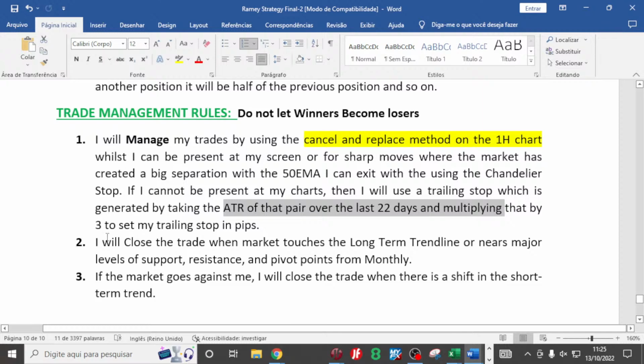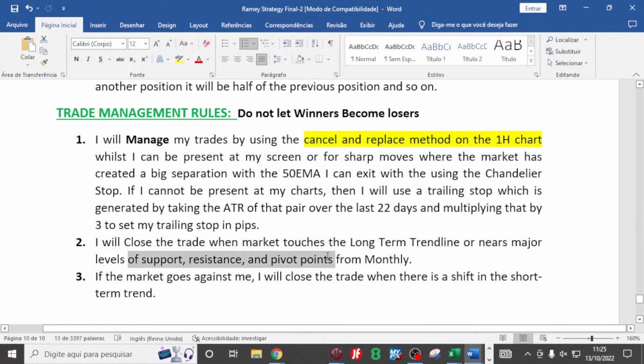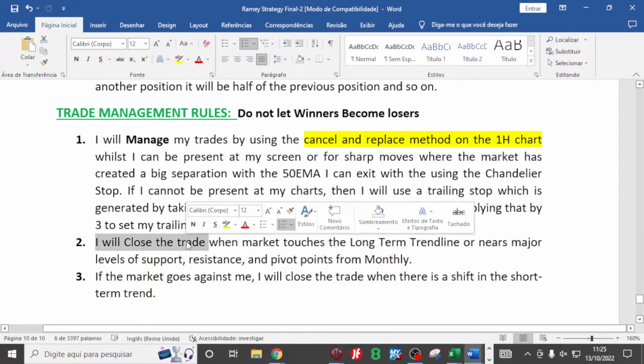multiplying that by 3 to set my trailing stop in pips. Number 2, I will close the trade when the market touches the long-term trend line or near major levels of support, resistance and pivot points from the monthly. So this is out of our scope, this is the close.